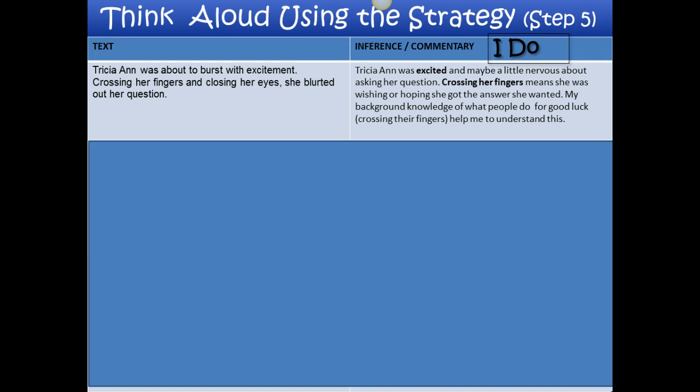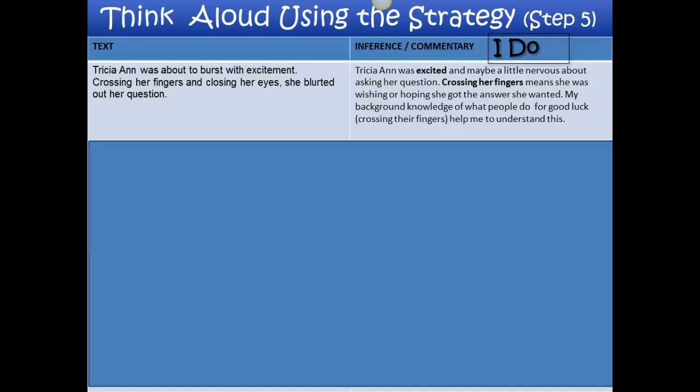So here, I'm just going to do a dialectical journal where I put the text on one side that I thought was interesting, and then I have my inference and my commentary on the side. Now, I call this my TIC strategy, T-I-C: text, inference, commentary.